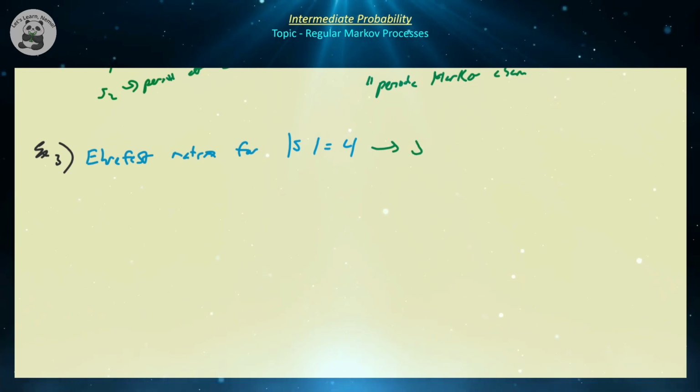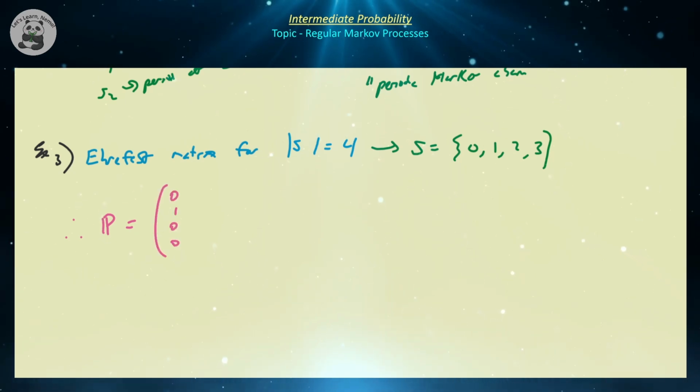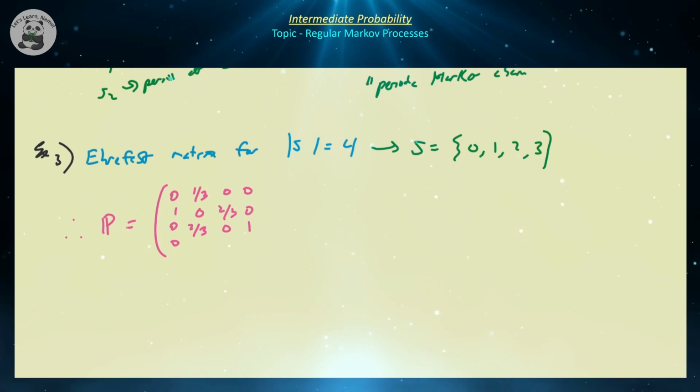So that means the state space is going to range over 0, 1, 2, and 3. The associated Ehrenfest matrix for this particular process is going to be a 4 by 4 matrix, obviously. We're going to have 0, 1, 0, 0, then 1 third, 0, 2 thirds, 0, then 0, 2 thirds, 0, 1, and finally 0, 0, 1 third, and 0. So that's our Ehrenfest matrix of order 4.